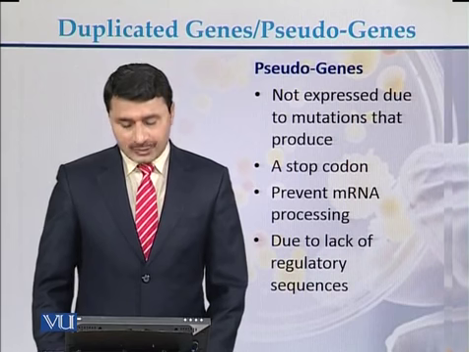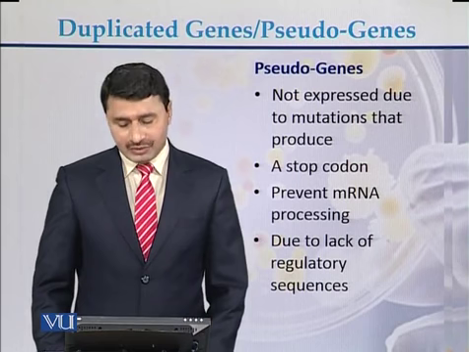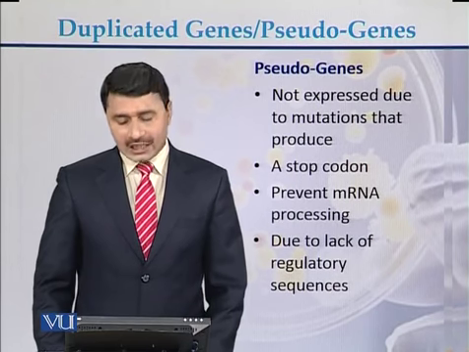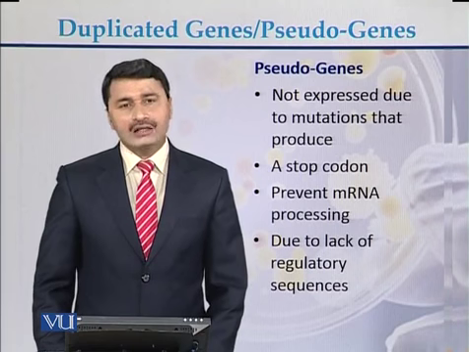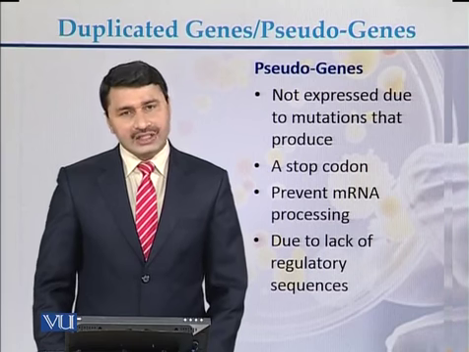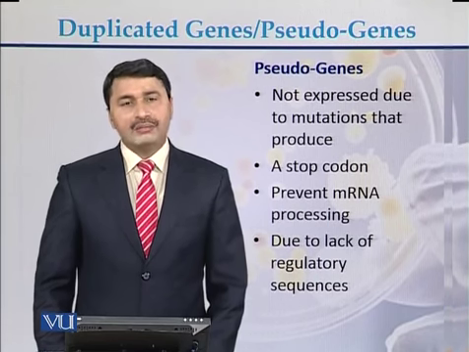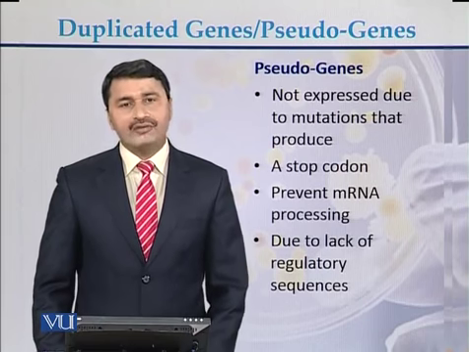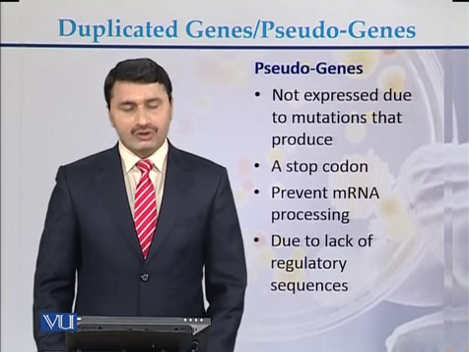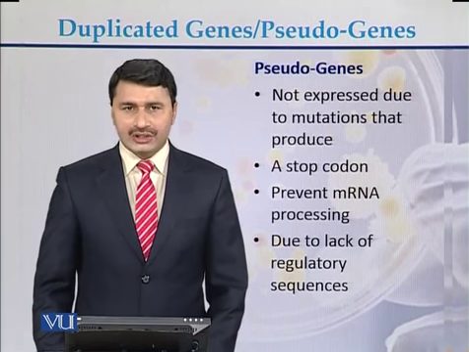Why are they not expressed? Because a specific mutation can create a stop codon in the sequence of the gene, or that mutation can prevent messenger RNA processing, or that mutation can prevent the expression of that gene due to the lack of regulatory sequences. So pseudogenes, although they have the sequence of a gene, are not expressed.